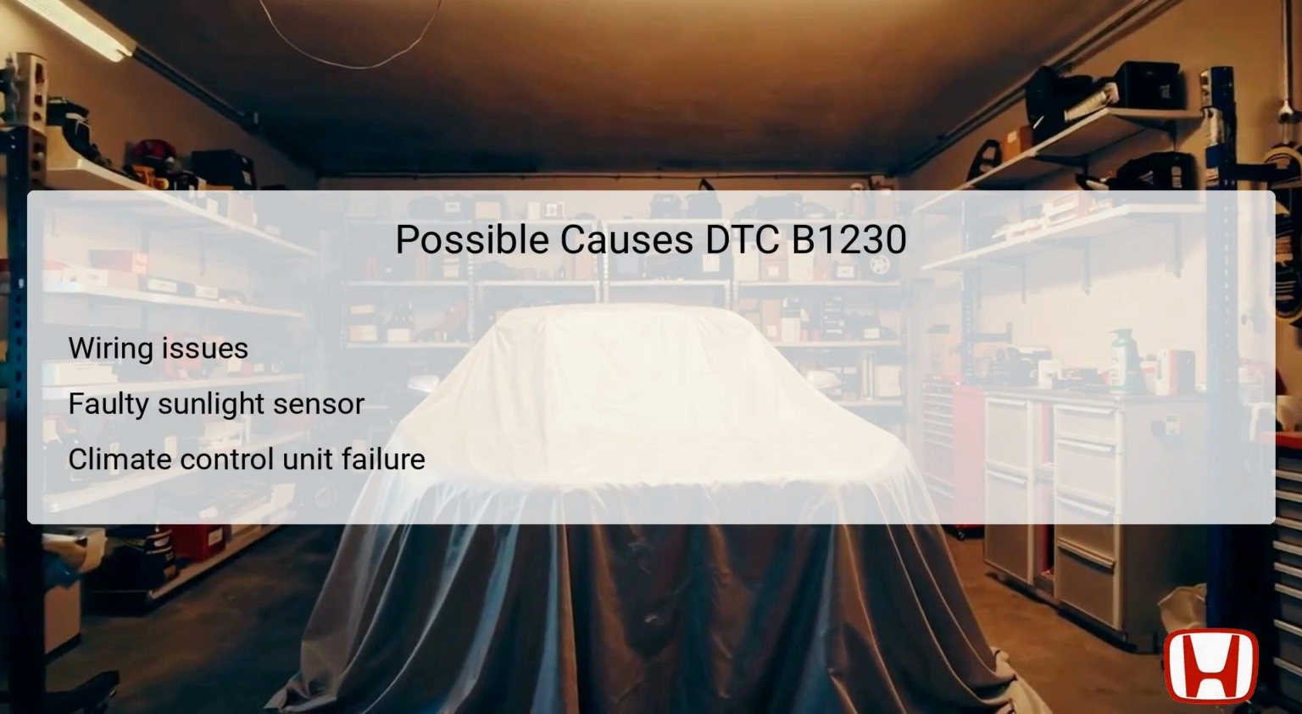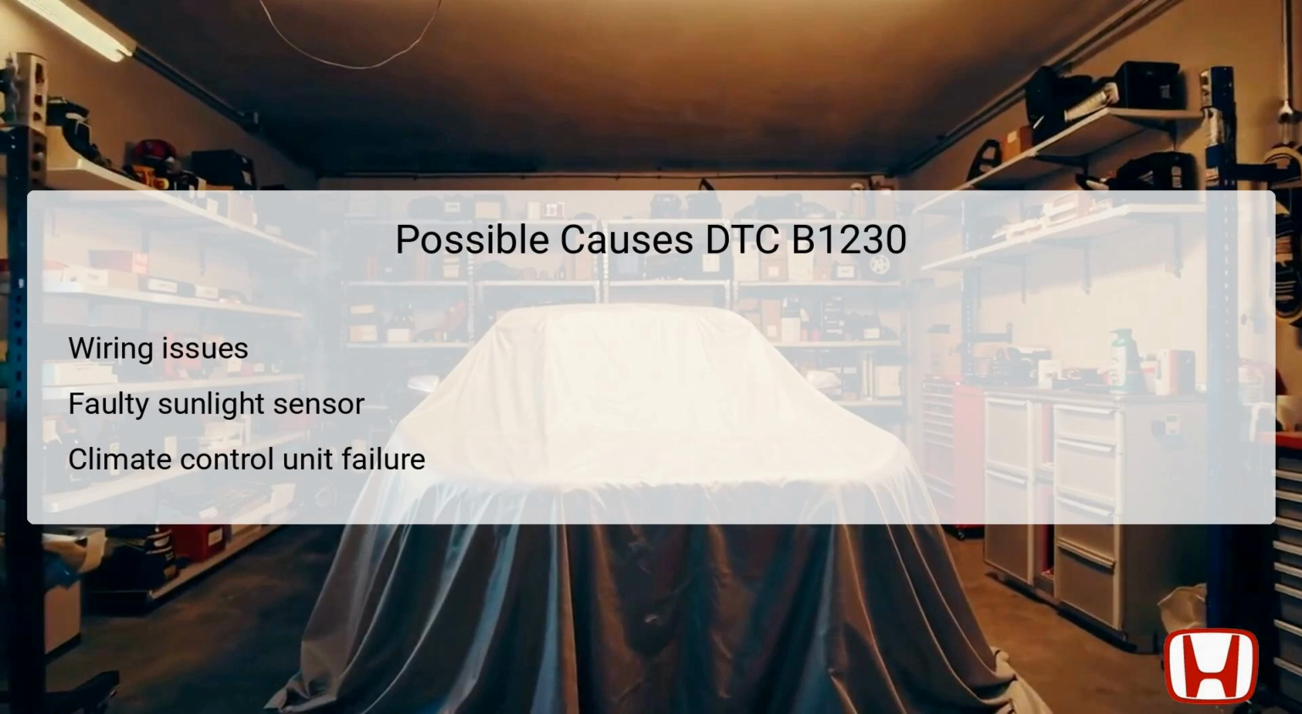One primary cause is the presence of wiring issues, such as frayed wires or loose connections, which can interrupt the flow of electricity to the sunlight sensor. Another possible cause is a faulty sunlight sensor itself, which may not be able to accurately detect light and provide the correct data to the climate control unit. Additionally, a failure within the climate control unit can also affect how the vehicle responds to the sunlight readings.